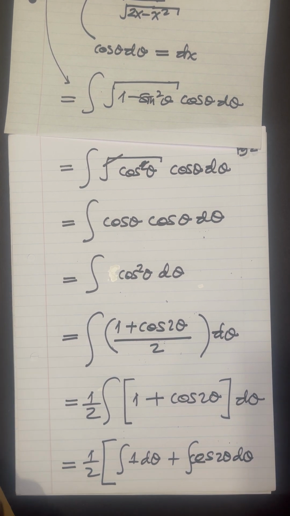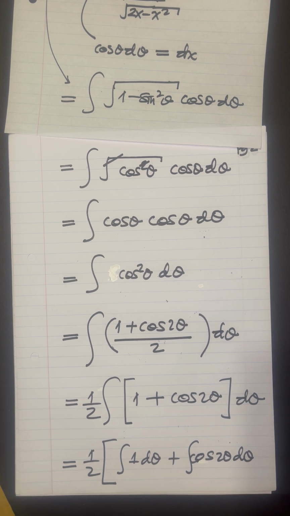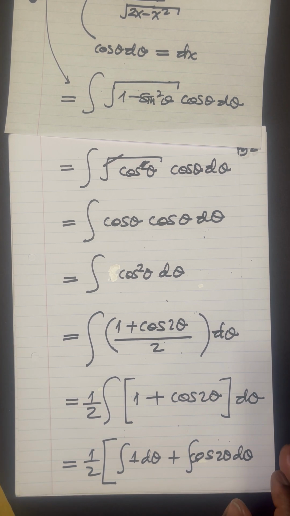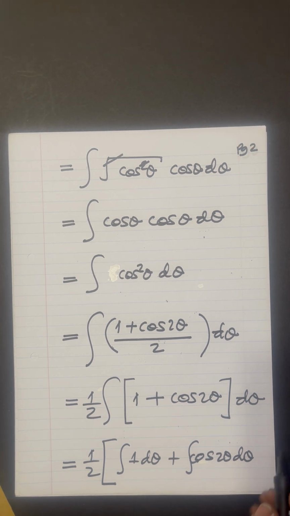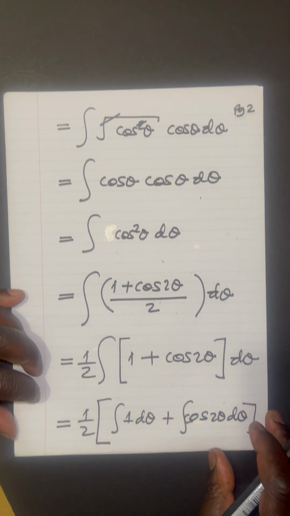Let me rewrite this part here. Cos 2 theta d theta. That's what we're talking about. Now, that means that we can now evaluate each one of these integrals separately.